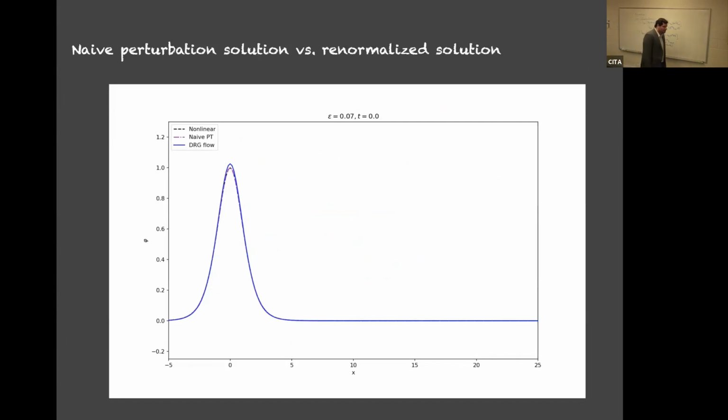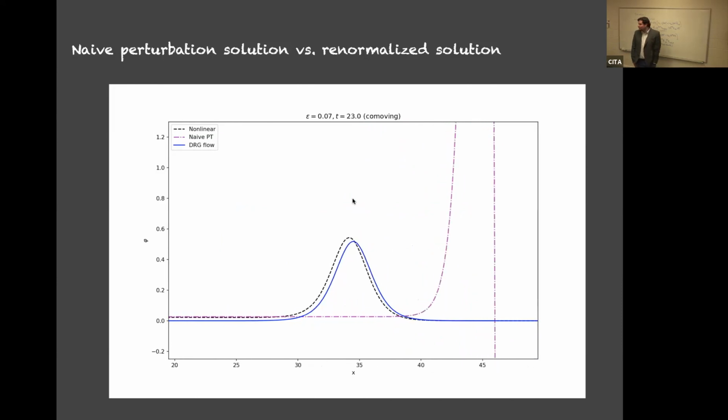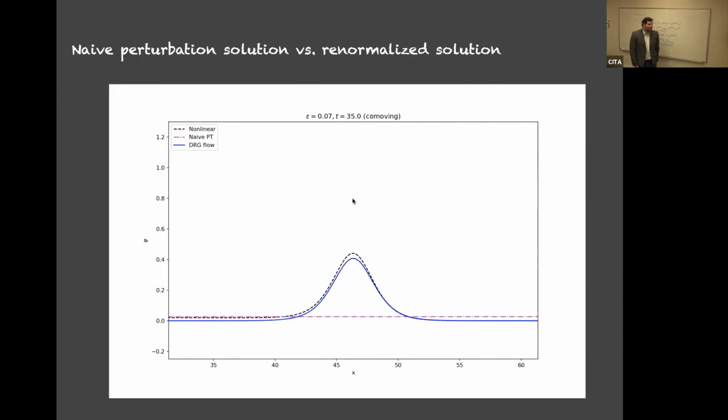Okay, so the black curve is the full nonlinear solution, the purple curve is the naive perturbative scheme, and the blue curve is my full solution obtained by this fancy method I tried to convince you of in school. So your perturbative solution blows up very rapidly, while your renormalized solution stays very close. So it's a good starting point.